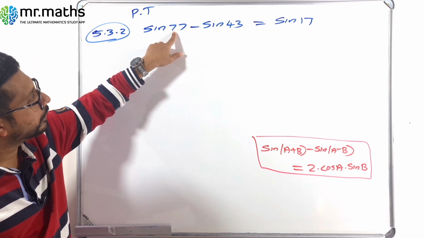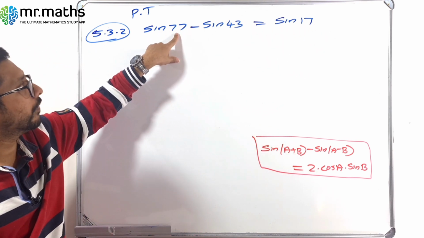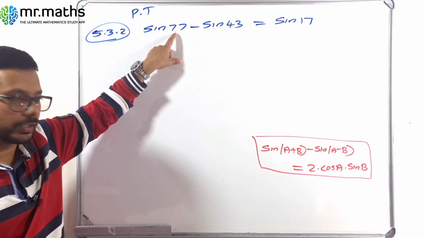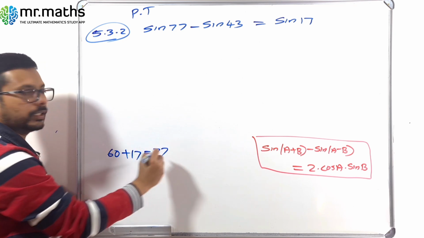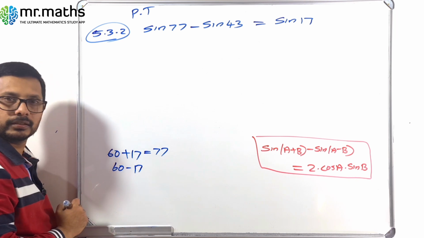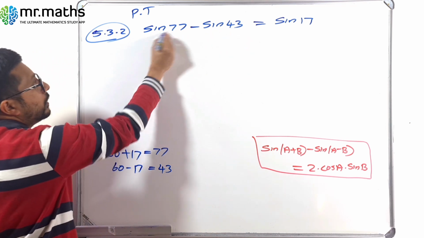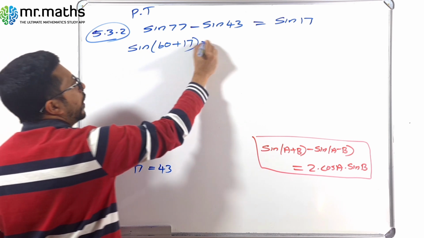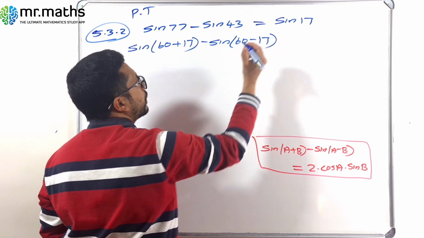Look at this. Here we want 17, am I right? Okay, and here 77. 77 means what? 60 plus 17, am I right? What is 60 plus 17? That is 77. What is this 43? That is 60 minus 17, am I right? 60 minus 17 is 43. Okay, so look at how I am going to write this. Sine 77, sine of 60 plus 17 minus sine of 43. 43 I know that is 60 minus 17.